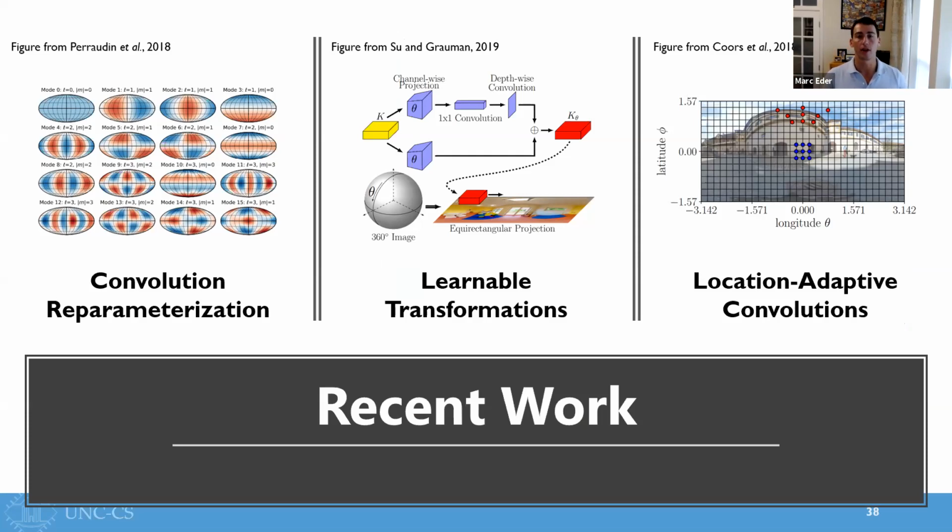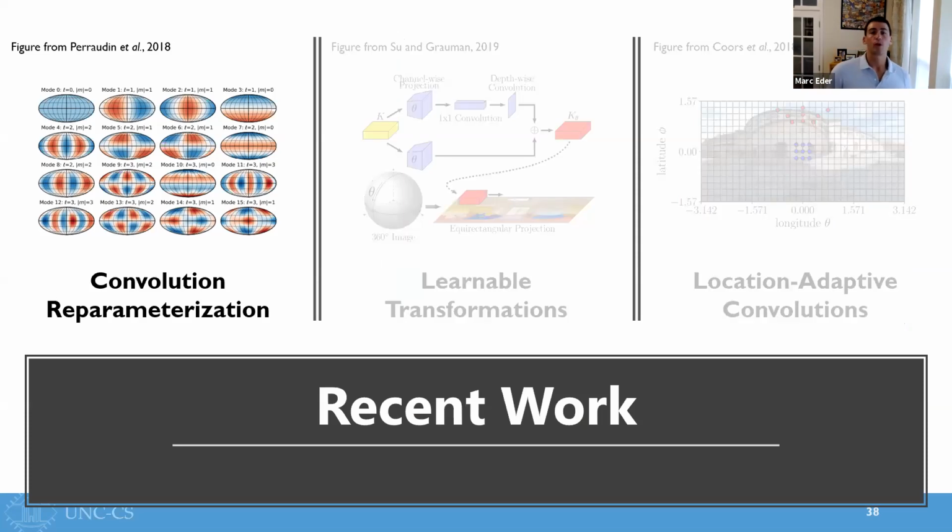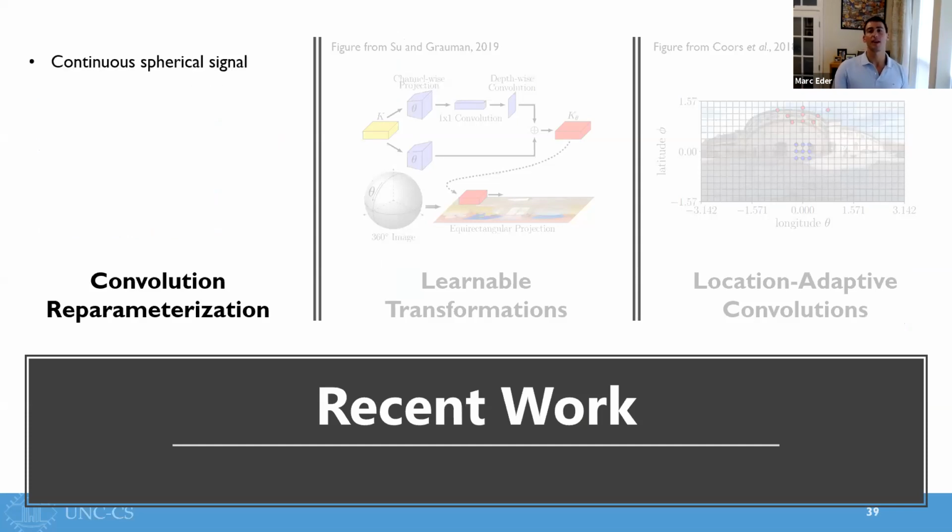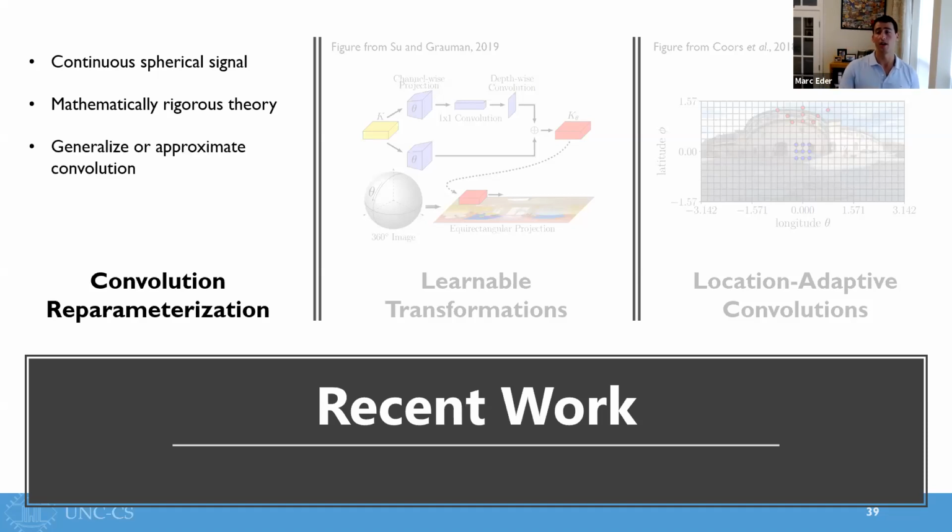This first category involves methods that reparameterize the convolution operation in some way. These methods are typically agnostic to the image representation. They focus on the spherical nature of the input signal. And they're often mathematically rigorous and approach it from a really theoretical perspective. More often than not, they approximate convolution. So they use, let's say, spherical harmonic functions or spectral transforms instead of the sliding window convolution that we are familiar with in our convolutional neural networks.